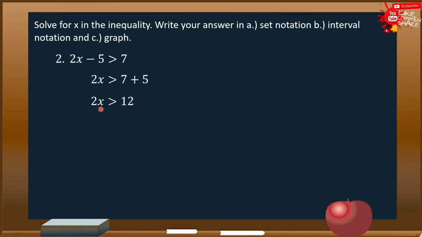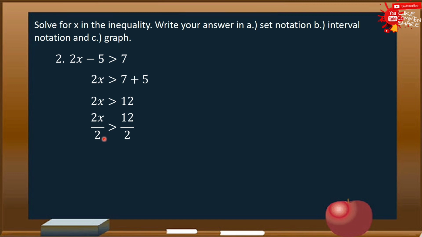Then, para maging x lang to, so we will divide the inequality, both sides, by the numerical coefficient of the variable, which is 2. So, we will divide both sides by 2. So, we will have 2x over 2 is greater than 12 over 2. So, take note, ang dinivide natin dito na number ay greater than 0. It means that we will not reverse the inequality symbol. Magre-reverse lang tayo kapag ka smaller than 0 or negative number.